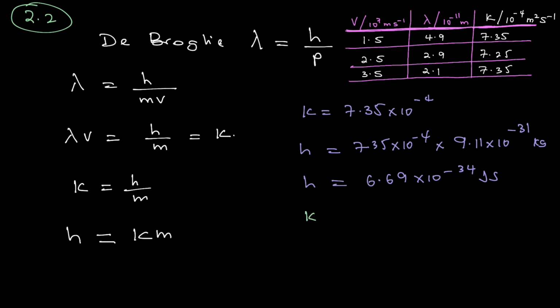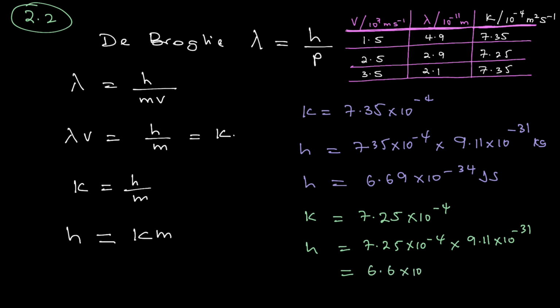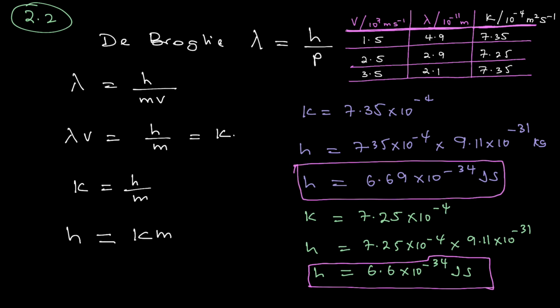But if we use k equals 7.25 times 10 to power minus 4, then we can find h will be 7.25 times 10 to power minus 4 times the mass of electron, 9.11 times 10 to power minus 31. And so that value gives 6.6 times 10 to power minus 34 joules seconds. So those two values are the values of Planck constant, and they're very close. So either value is fine.